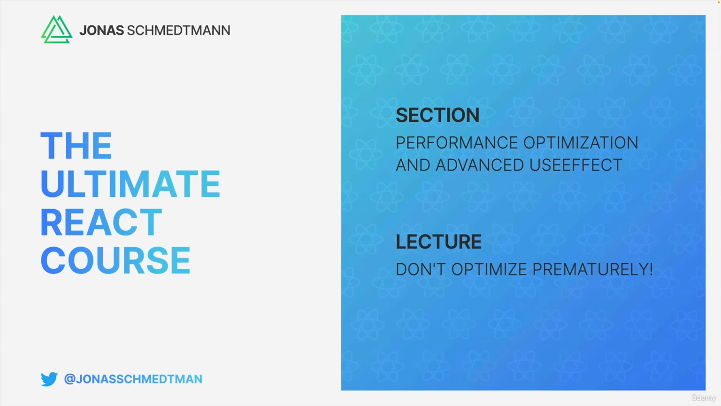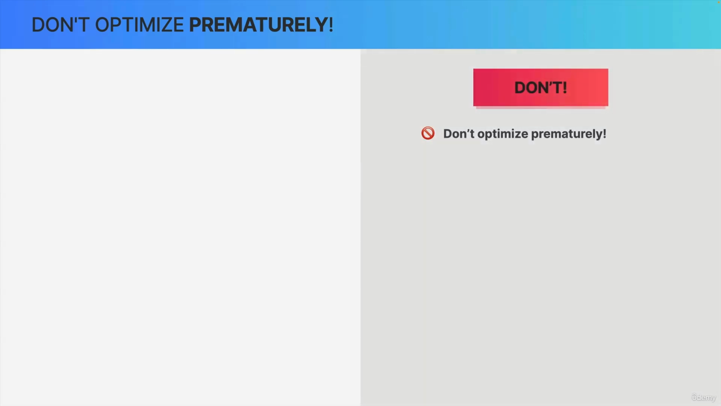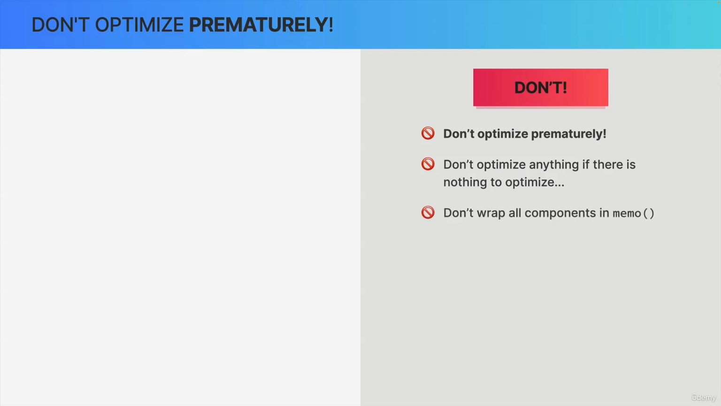Let's wrap up the performance optimization part of this section with a quick list of do's and don'ts. So the main message of this video is that you should not optimize prematurely. And what do I mean by that? Well, basically, don't optimize anything if there is nothing to optimize. So if your app is performing just fine, then don't just wrap all your components into a memo or all your values and callbacks into useMemo and useCallback.